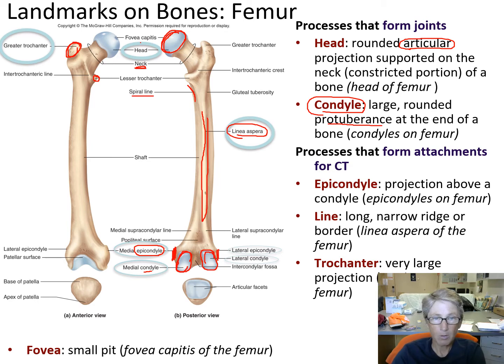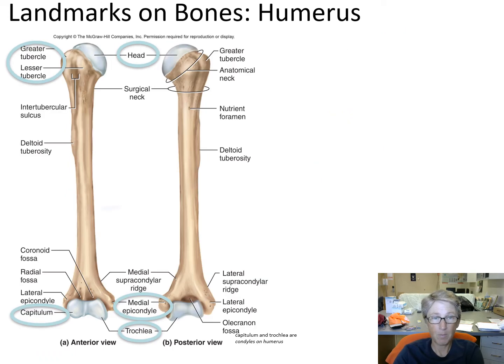More landmarks on the bone, using the femur as an example. A fovea is just a small pit, and so you kind of see this little circle. There's a fovea capitis of the femur, so it's on the head of the femur. So now let's look at the humerus. That's your arm bone. Let's look at some examples from that.